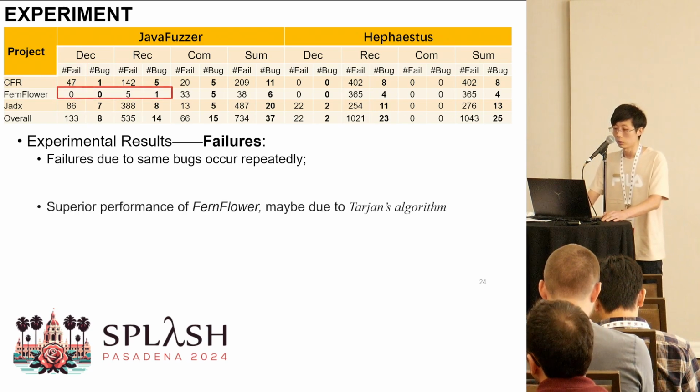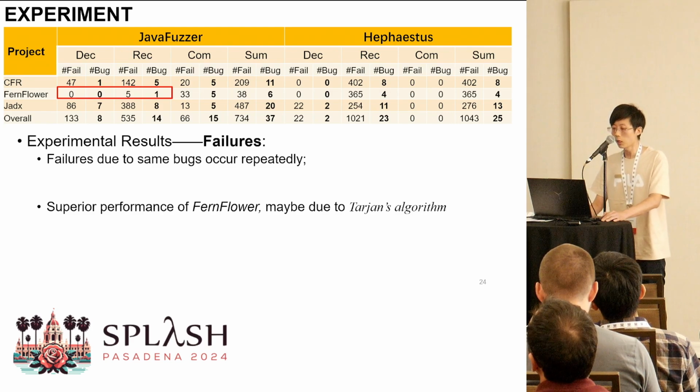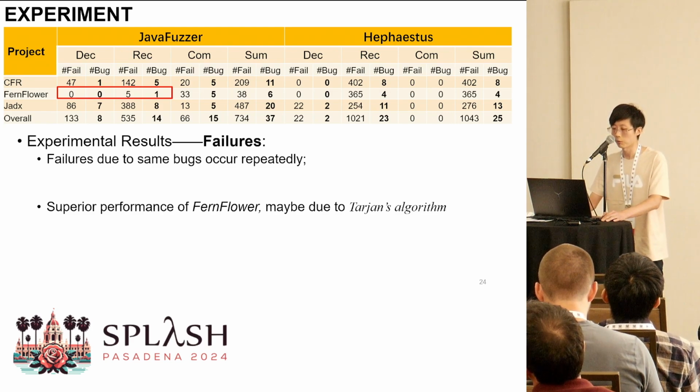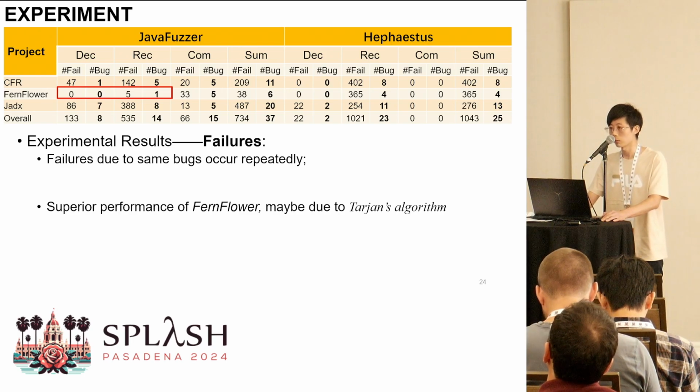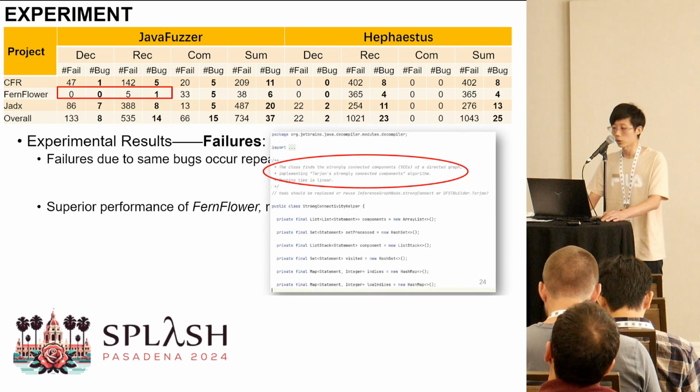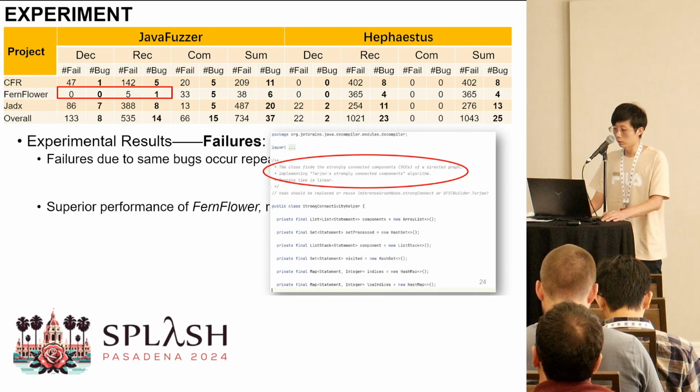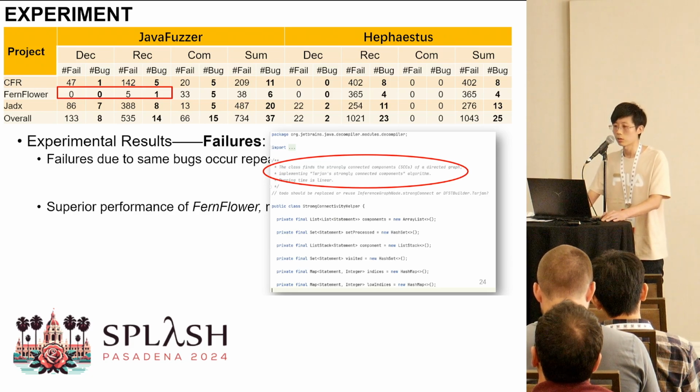And an interesting finding is that Fernflower shows superior performance on the tests generated by JavaFuzzer. It may be due to it using Tarjan's algorithm in region restoration, so that Fernflower gets rid of most region restoration failures that the other 2 decompilers have.